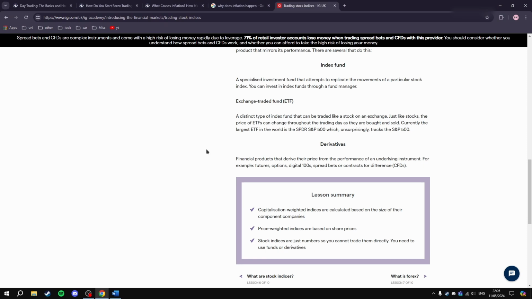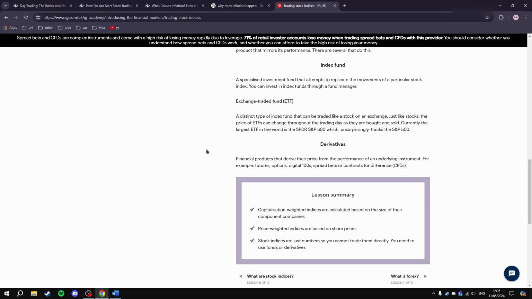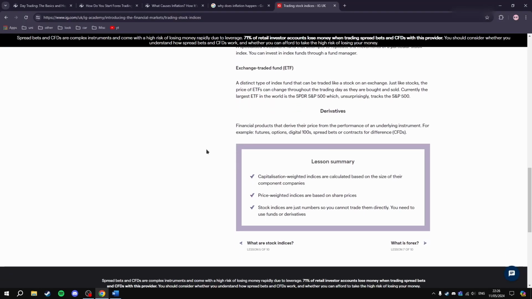Exchange traded fund. A distinct type of index fund that can be traded like a stock on an exchange. Just like stocks, the price of ETFs can change throughout the trading day as they are bought and sold. Currently, the largest ETF in the world is the SPDR S&P 500, which unsurprisingly tracks the S&P 500.